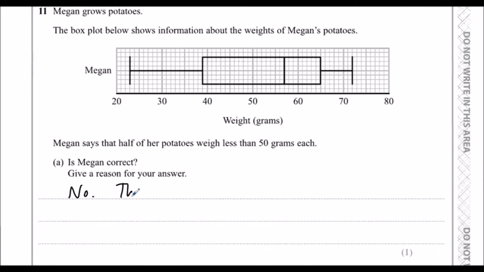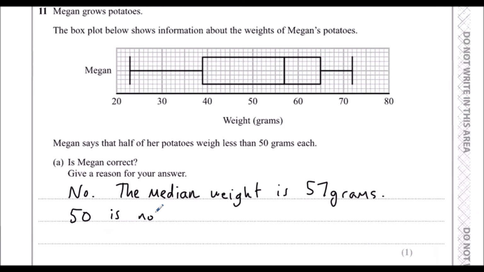The median weight is 57 grams. 50 is not the median. So half of the potatoes weigh less than the median, which is at 57.